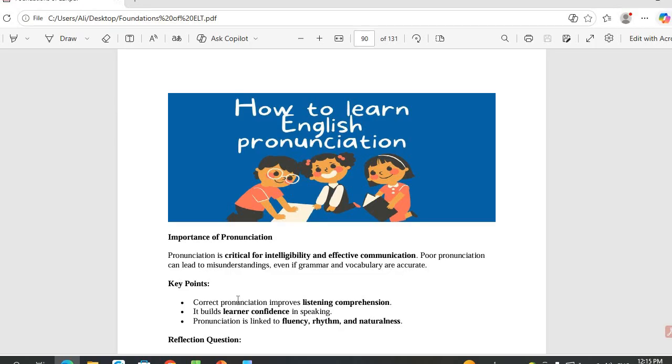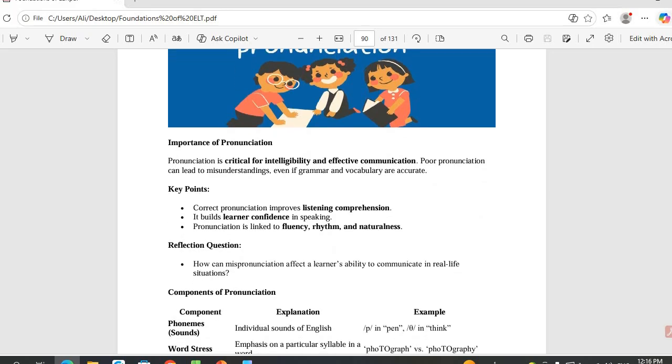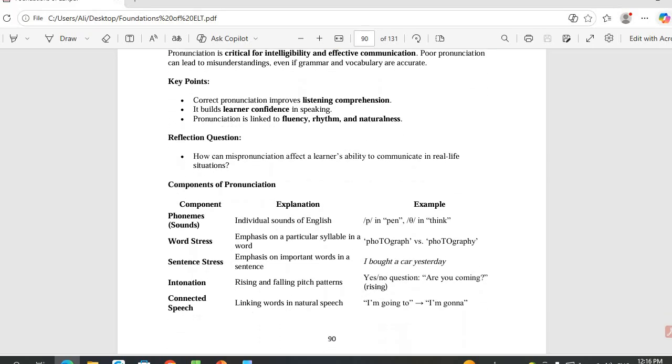So what are the key points of this? Correct pronunciation improves listening comprehension. It builds learner confidence in speaking, when the students pronounce the words correctly, or see that as a teacher your pronunciation is okay for them. This creates learner confidence. Pronunciation is linked to fluency, rhythm, and naturalness. You speak naturally. You make use of all the segmental aspects, or phonetic features that you came across in your study, so that they will help you to improve your pronunciation as a teacher, and then you demonstrate, as I keep saying, a good model for your students.